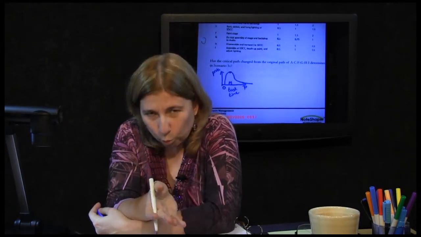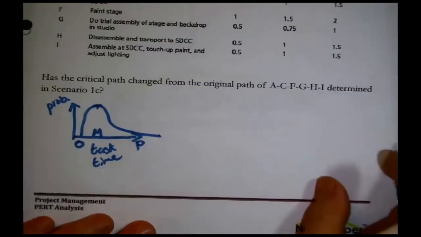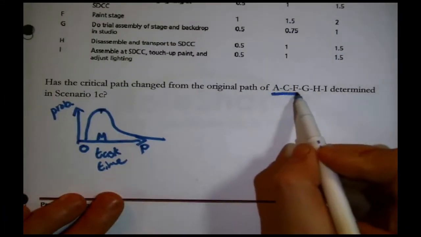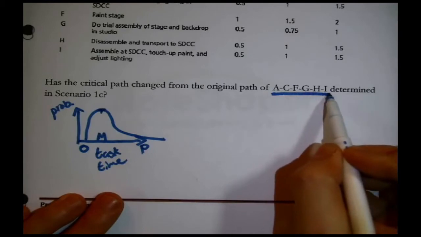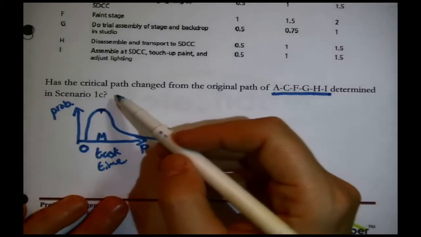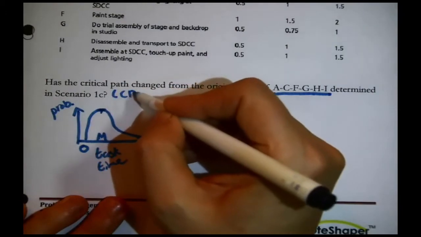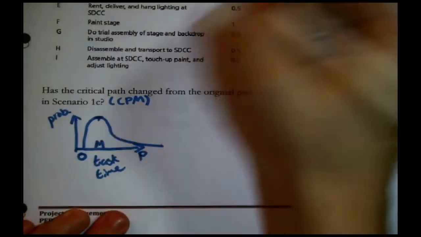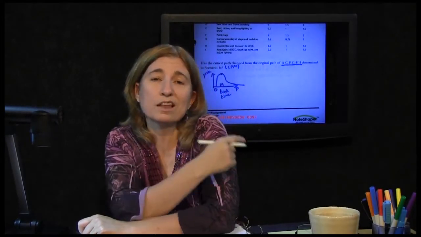Because notice what the question is with this scenario. Has the critical path changed from the original path of ACFGHI determined in scenario 1C, back when it was a CPM problem? Okay, now that we know all this additional detail, has the critical path changed, or is that sequence of tasks still the critical path? Well, in order to gauge that, we have to now gauge what the expected time is for each one of the tasks, right?